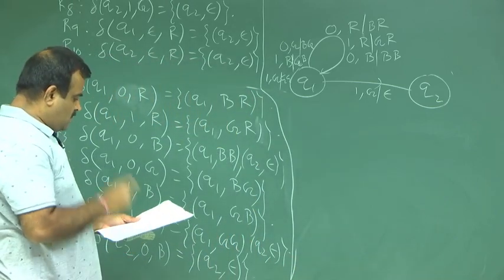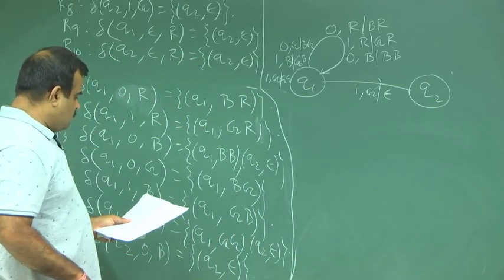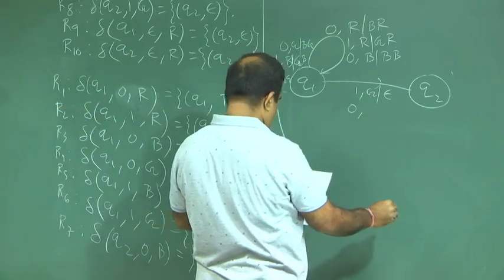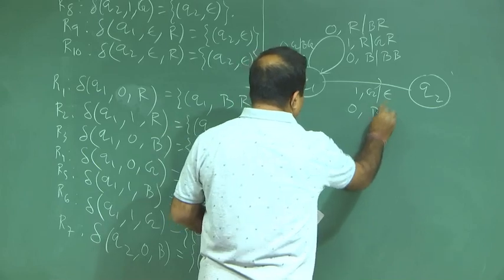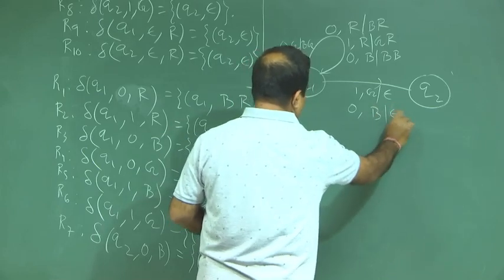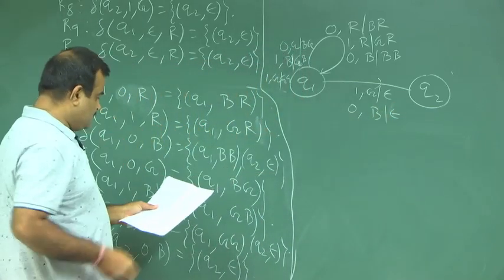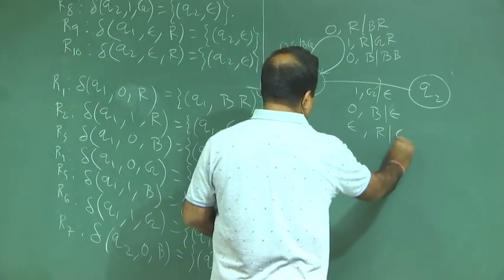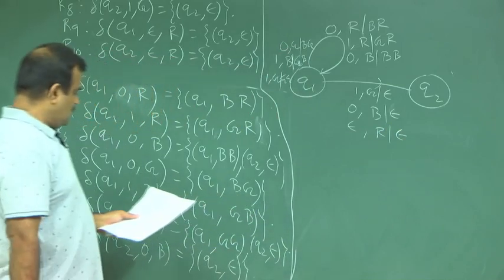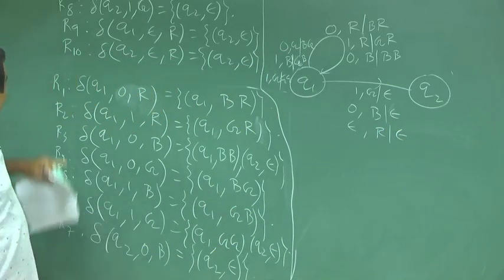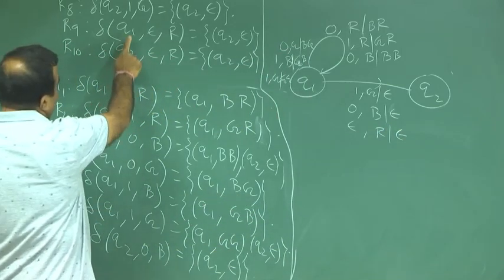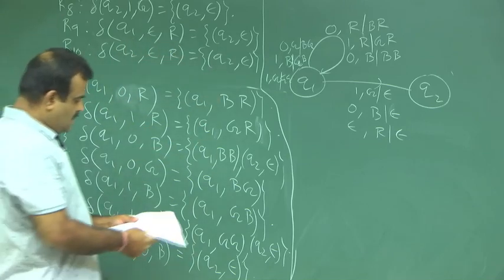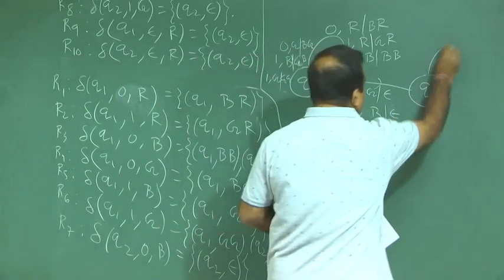Okay. So, now with Q1 and Q2. With Q1 we have another move over here with 0, and if we see a B, it will go to Q2 with epsilon, and if we see epsilon R, it will go to Q2 with epsilon. Now, here also we have the self loop.